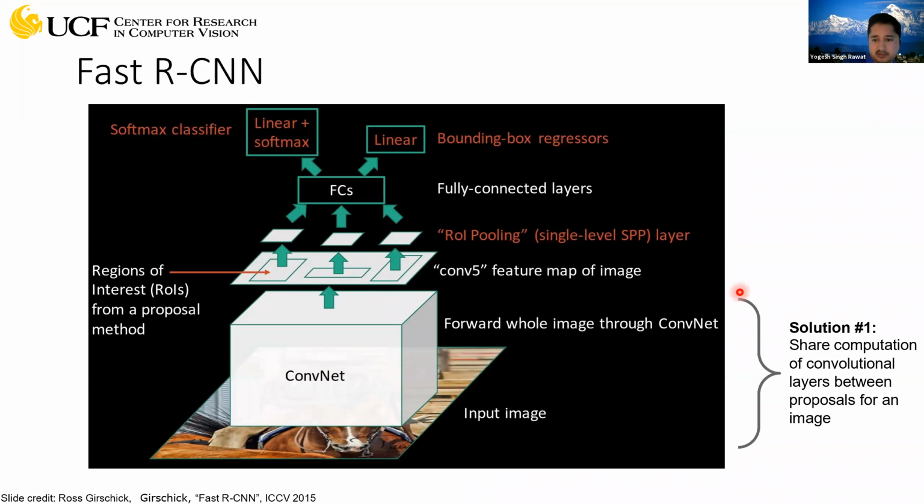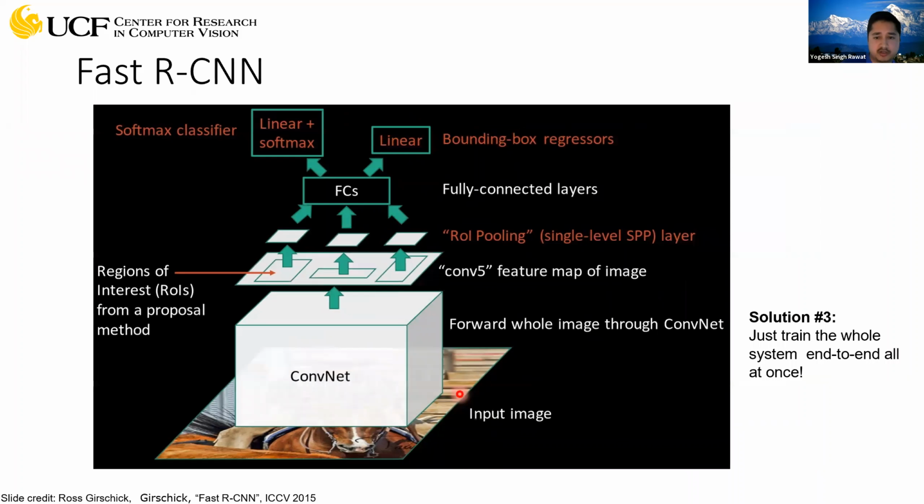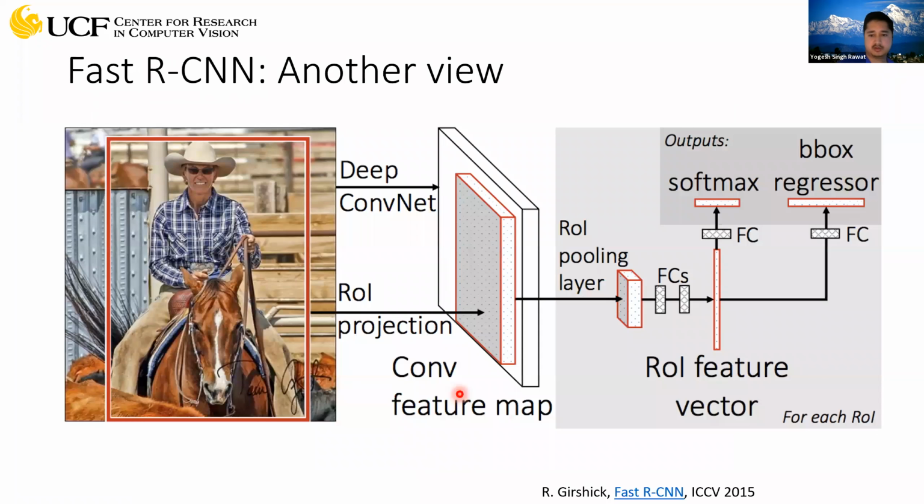Okay, so that was our solution number 1. We just have to pass the image only once. That's the solution number 2. Instead of a separate SVM classifier, we are training it jointly. And that's solution number 3. All of this is an end-to-end network. Now let's look at the ROI pooling layer.